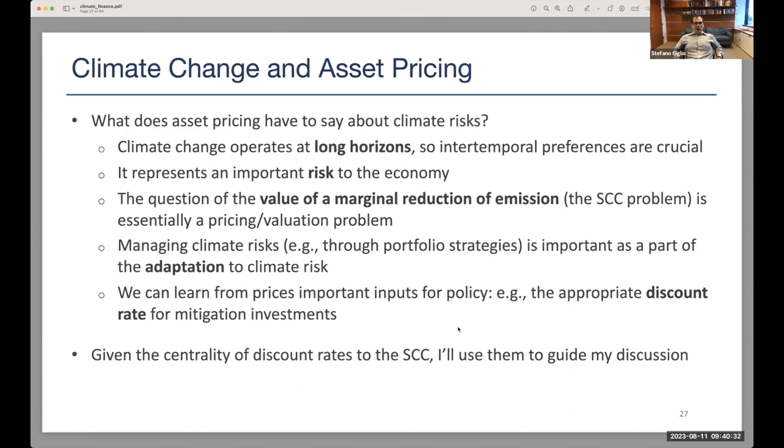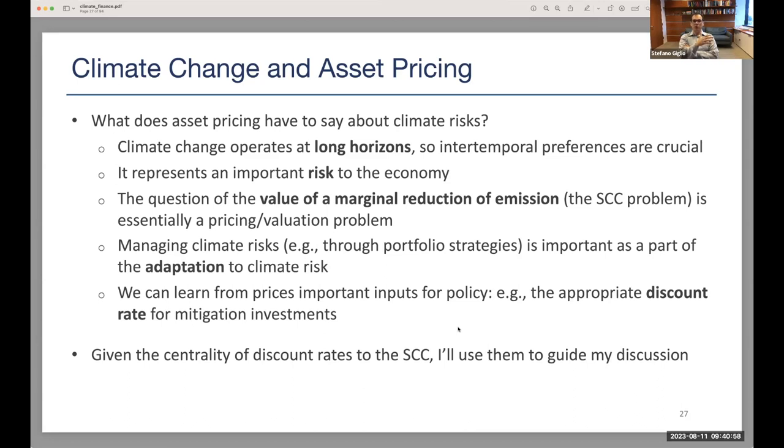Okay, so what does asset pricing have to say about climate finance? Let me just review quickly. First of all, asset pricing cares about risk, but it also cares about intertemporal preferences. That's part of asset pricing. And because climate change operates along long horizons, understanding intertemporal preferences, not just for smoothing consumption, but also for different risk across horizons, is important. As I said before, it's an important risk to the economy.